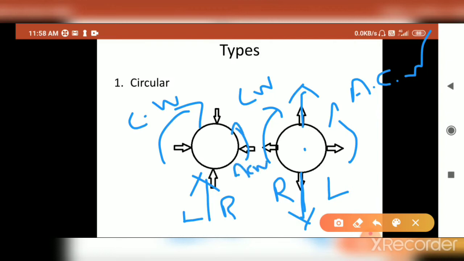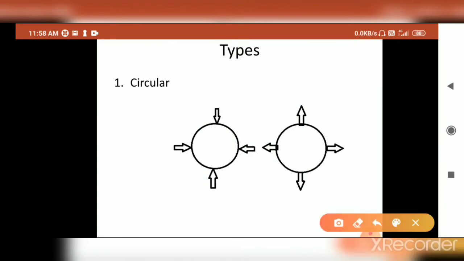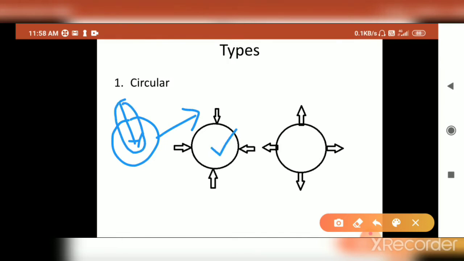This is the difference. Some problems will be a combination of towards the center and away from the center. For that, for this person you have to apply the concept of towards the center, and for this person you have to apply the concept of away from the center.